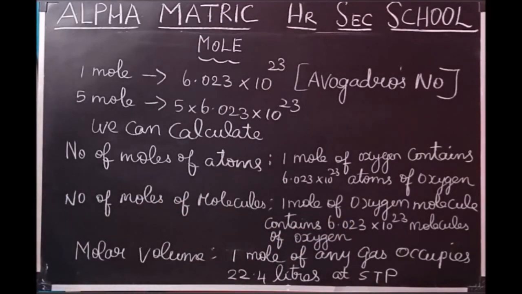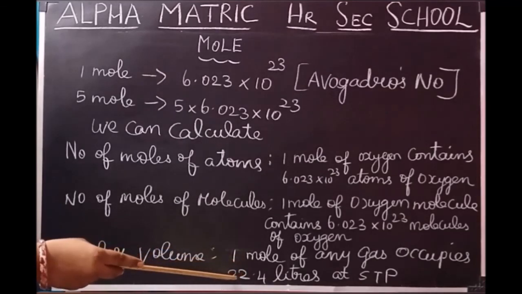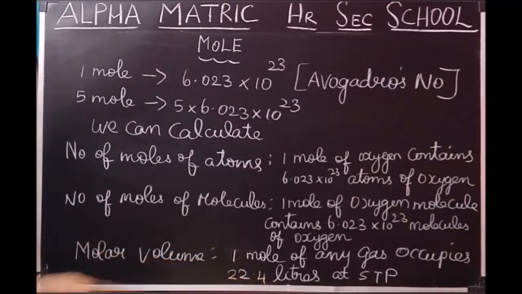For gases, we can calculate the number of moles in terms of molar volume. 1 mole of any gas occupies 22.4 liters at standard temperature and pressure. The standard temperature is 273 Kelvin and the standard pressure is 1 atmosphere.